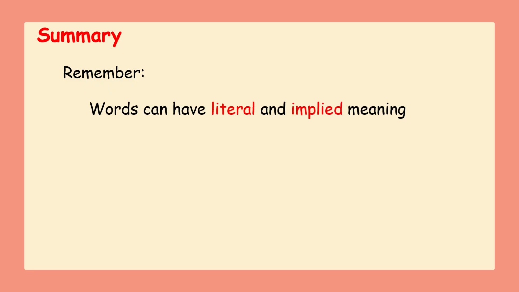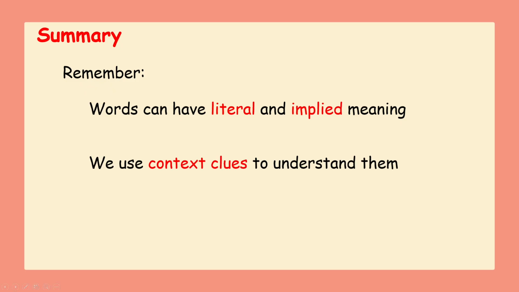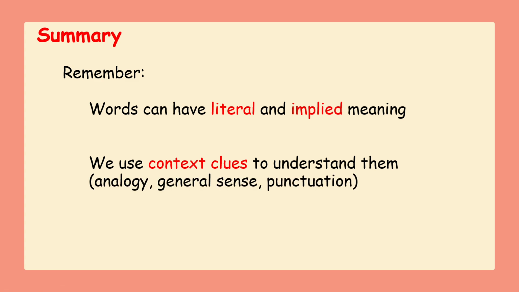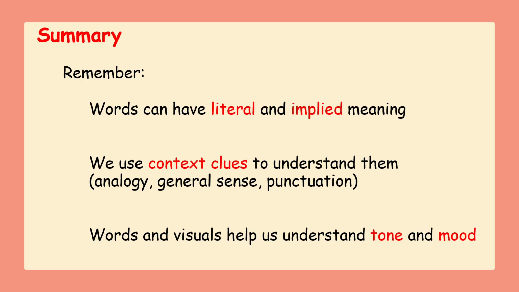So, class, let us remember what we learned today. Words can have literal and implied meanings. We use context clues to understand them: analogy, general sense, and punctuation. And words and visuals help us understand tone and mood. All of these help us understand the story better.